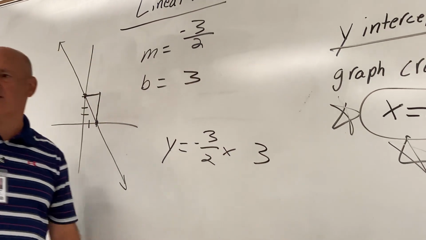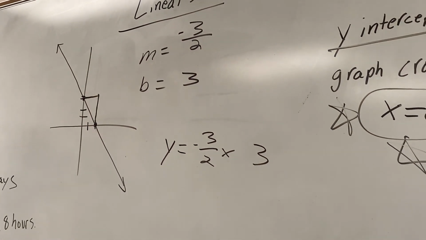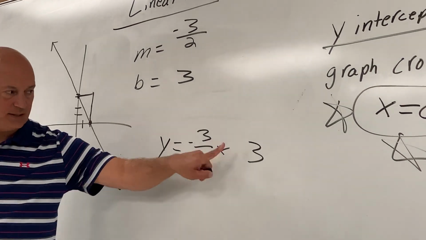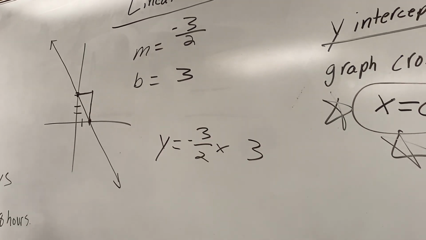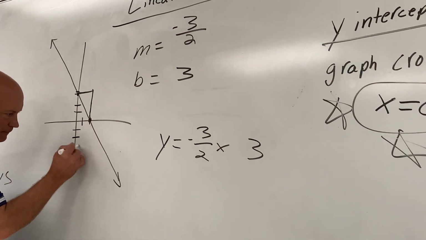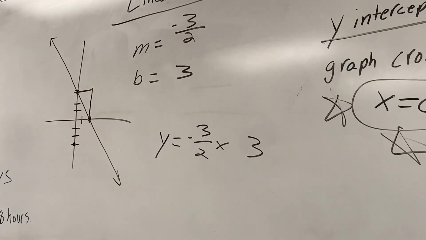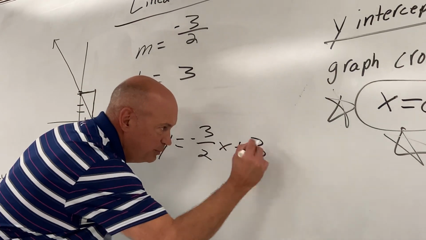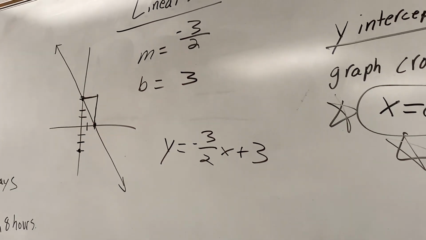Now, would it be plus 3 or minus 3? I need to put a sign in between the x and the 3. Is it plus 3 or minus? Minus is down here. Does it cross at negative 3? No, so it's plus 3. That is positive 3, so you put plus 3 in your equation. Questions?